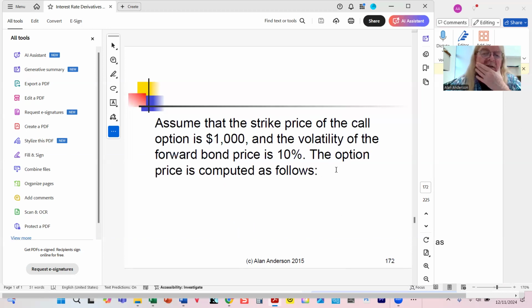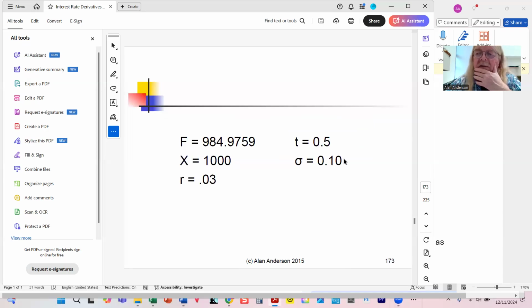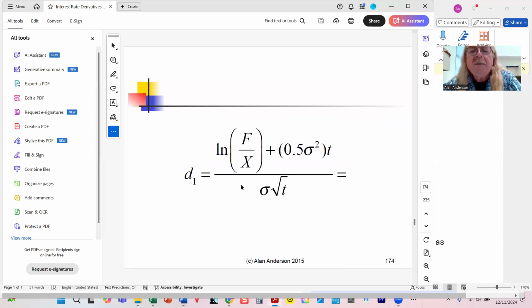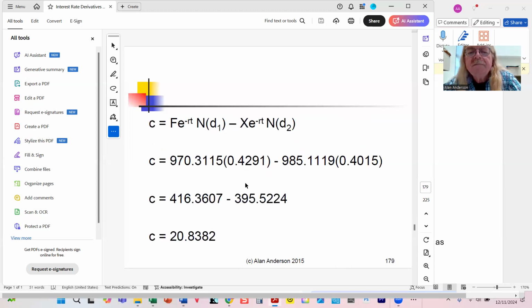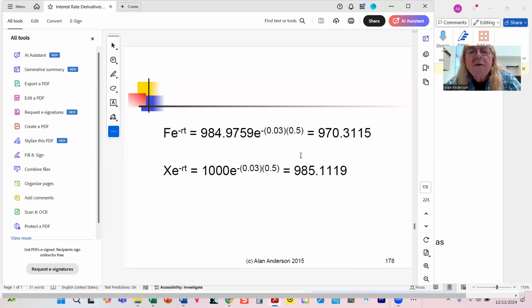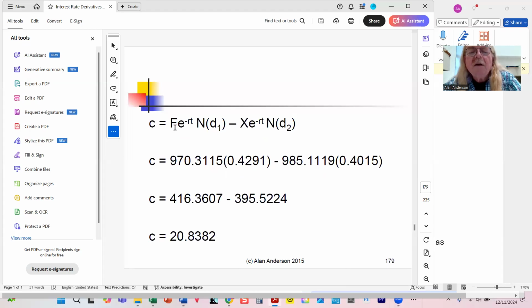So now we're also making some more assumptions. The volatility of this rate of interest that we're hedging is 10% per year. This is a 6-month option. The strike is assumed to be $1,000. The risk-free rate is 3% for 6 months. The forward price is 984.9759. So I plug these in, and what this means then is that the call has a price of about $20.